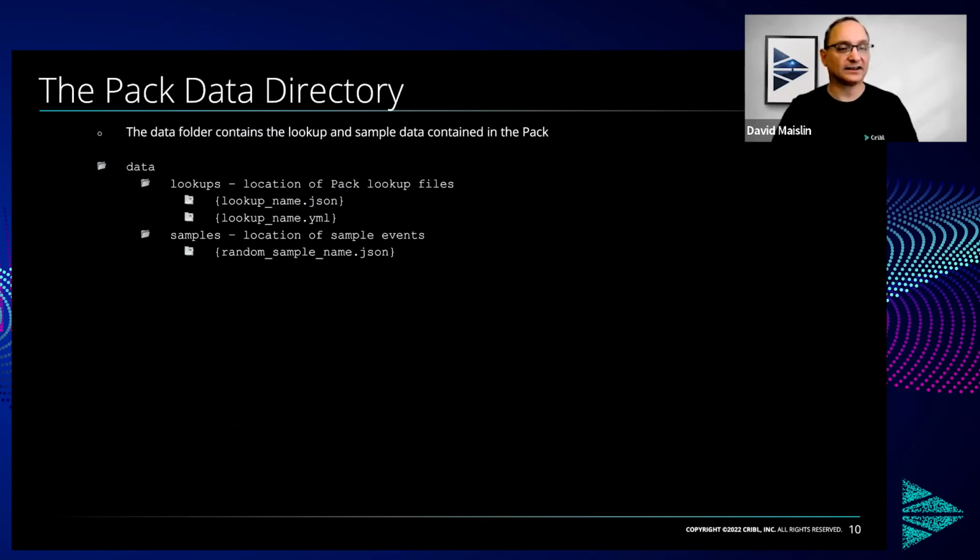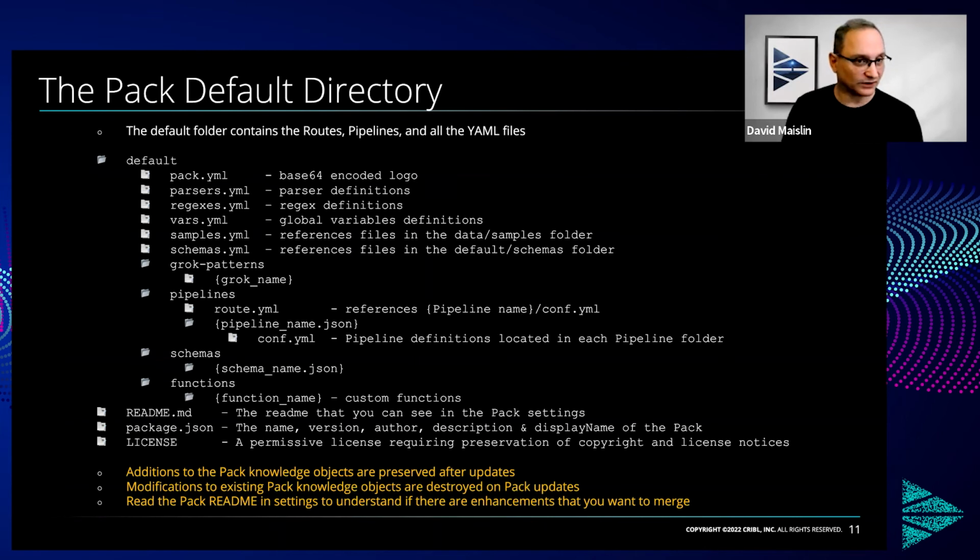So a pack, when you look inside it, if you were to open up a pack, it is just a tar gzip. So you can just untar them and ungzip them. Tar is ZXVF. You can expand them and you're going to see that there's going to be a data folder in there. And this is important to pay attention here because in the pack, there are lookup tables. There are sample datas, and those don't have the concept of default and local, which I'll talk about in a moment. The default directory is going to contain all your YAML files, your pipelines that have a route.yaml file.